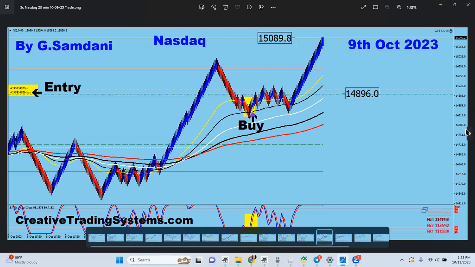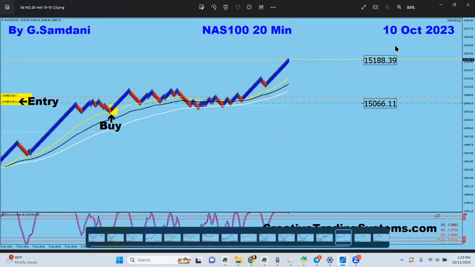This is on the 9th, and then this is on the 10th, from 15,066 to 15,181. This was a beautiful by-the-book entry. This was also an entry which I missed, but this is the entry and all the way to the upside. So these are the futures. And let me see if I have something else here.